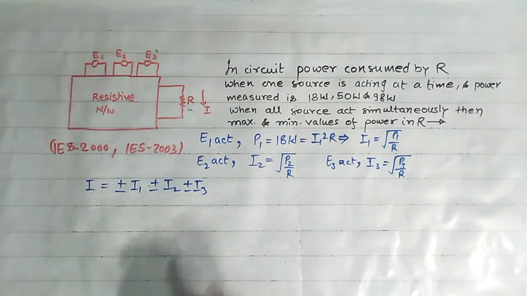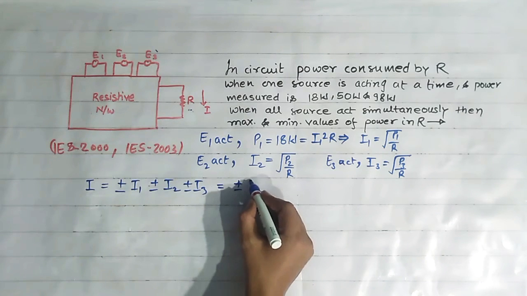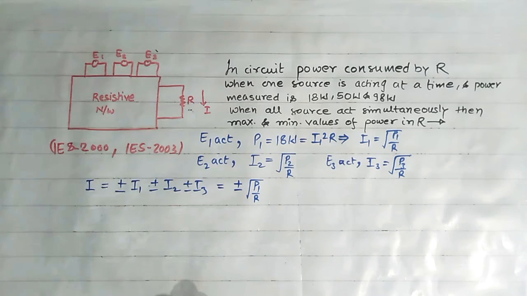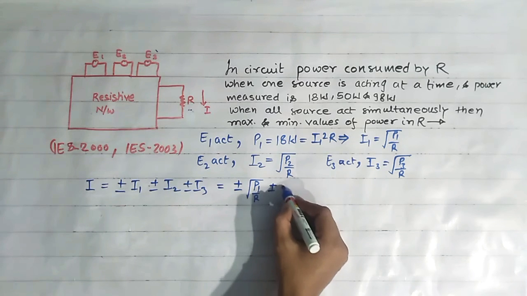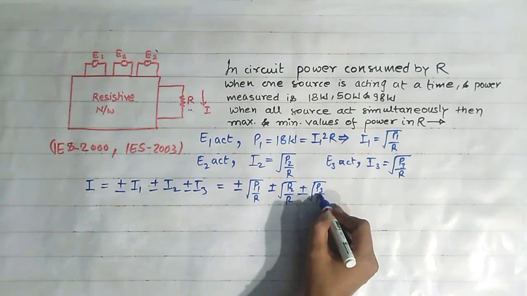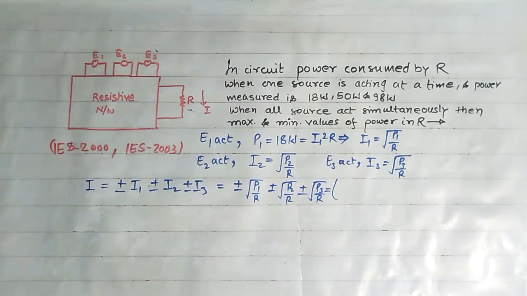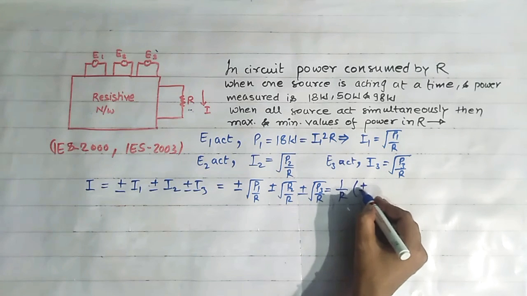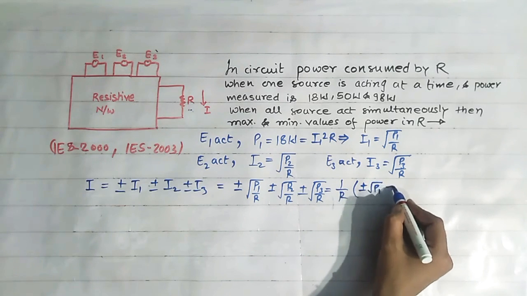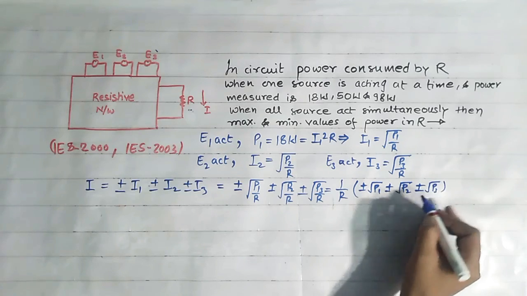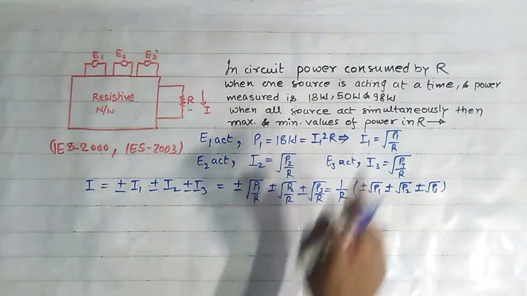So what are I1, I2 and I3? Put the values of I1, I2 and I3. So we can write plus minus root P1 by R, plus minus root P2 by R, plus minus root P3 by R. If we take R common, then we can write the equation as 1 upon R times plus minus root P1 plus minus root P2 plus minus root P3, where P1, P2 and P3 are 18, 50 and 98 watt.